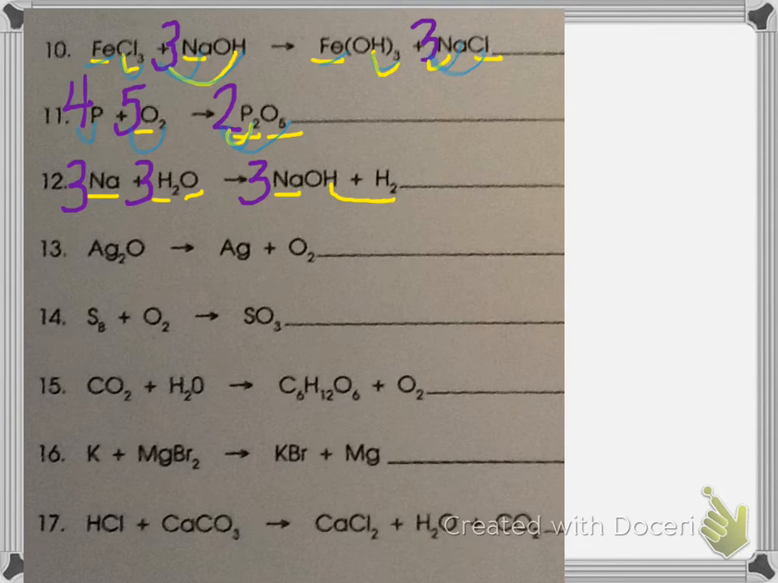So let's see how that does. So we have 3, 4, 5 oxygens. Nope, those aren't going to work. So let's kind of start over again.